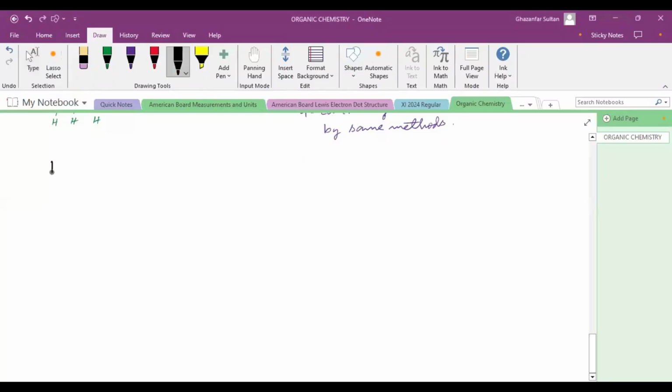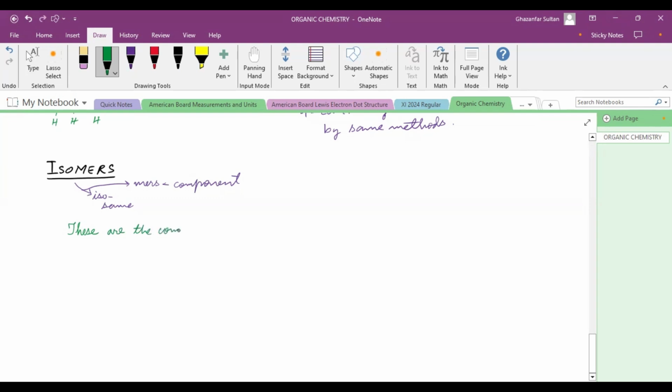Now see isomers. Actually, this word has been derived from the two words iso. Iso means same, and mers means component, constituent, any same component.